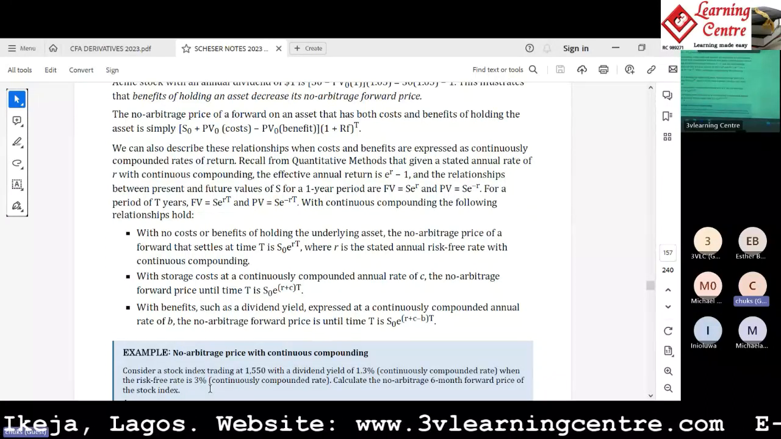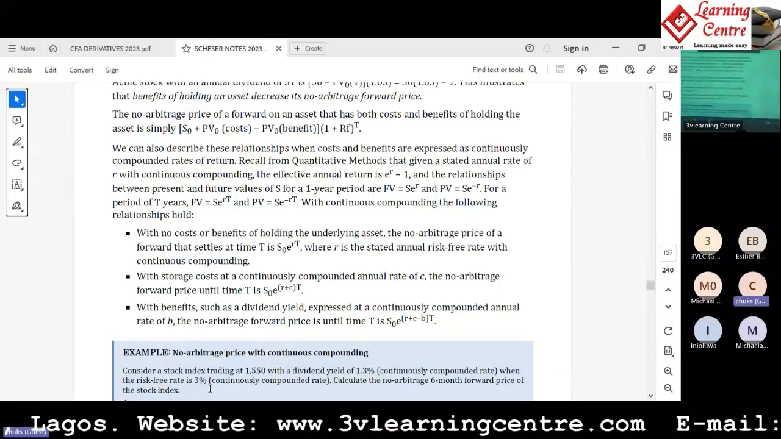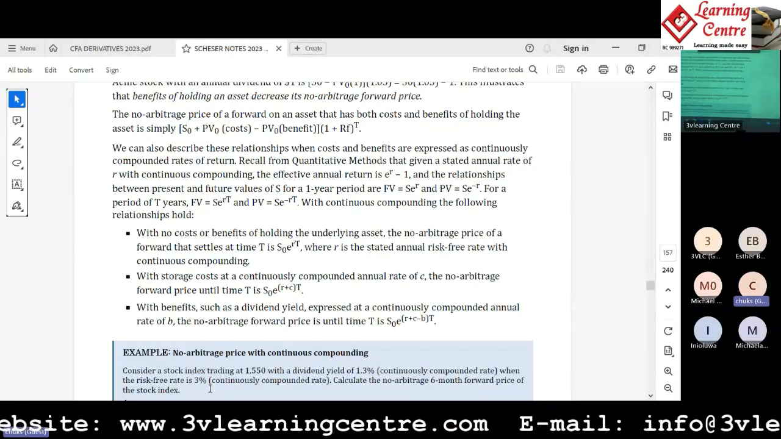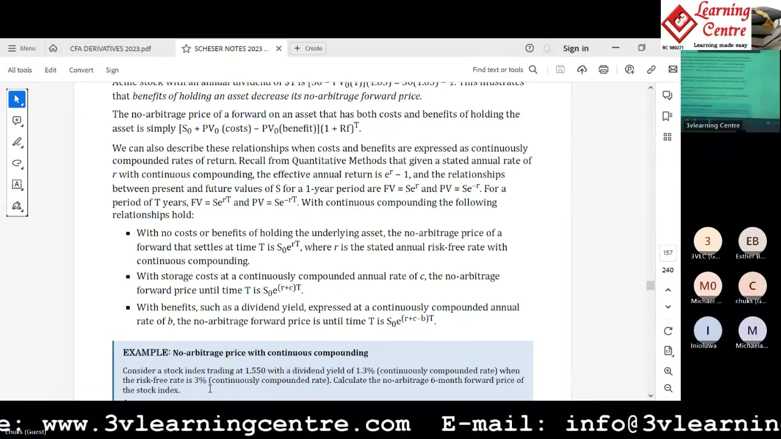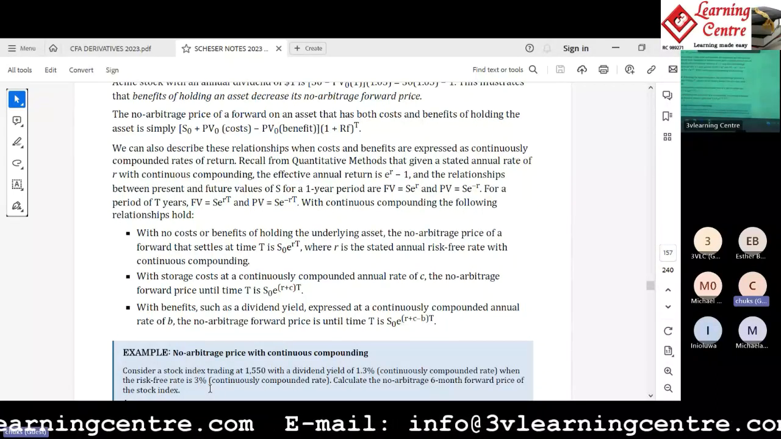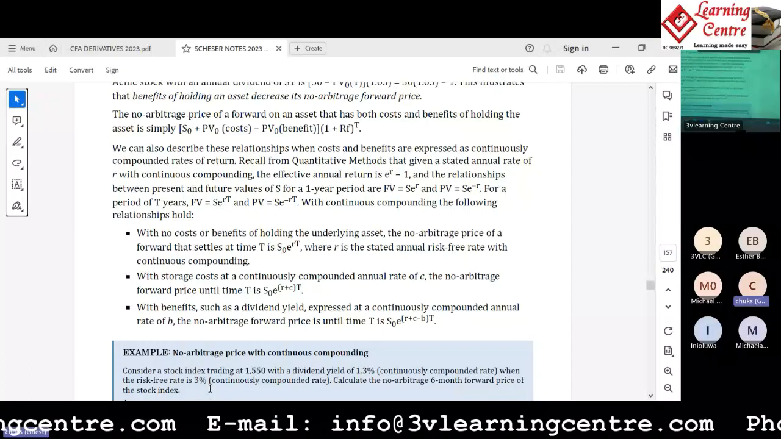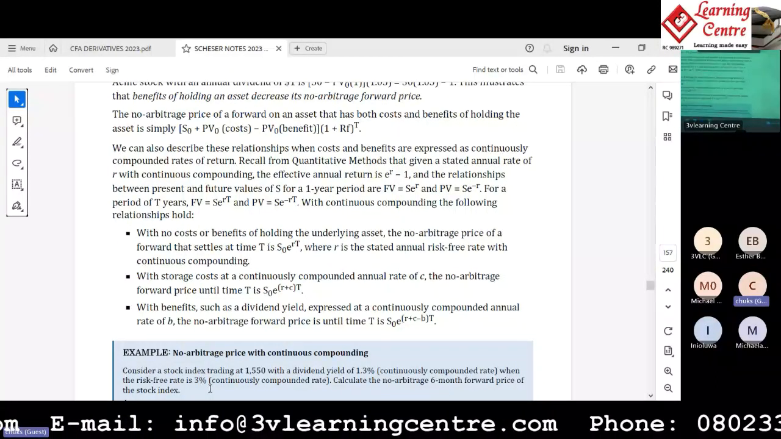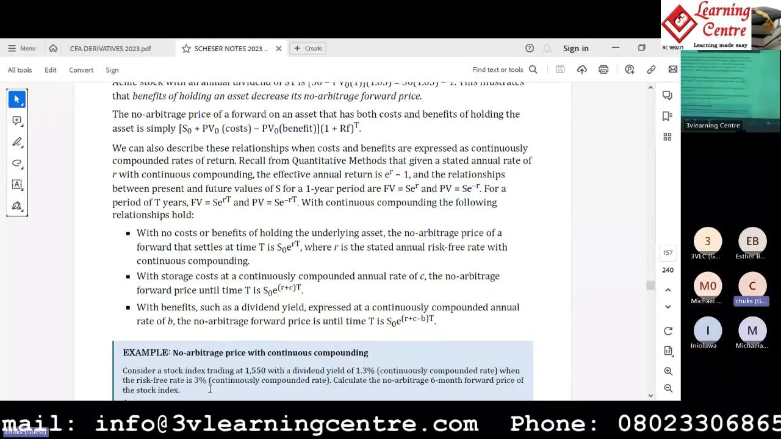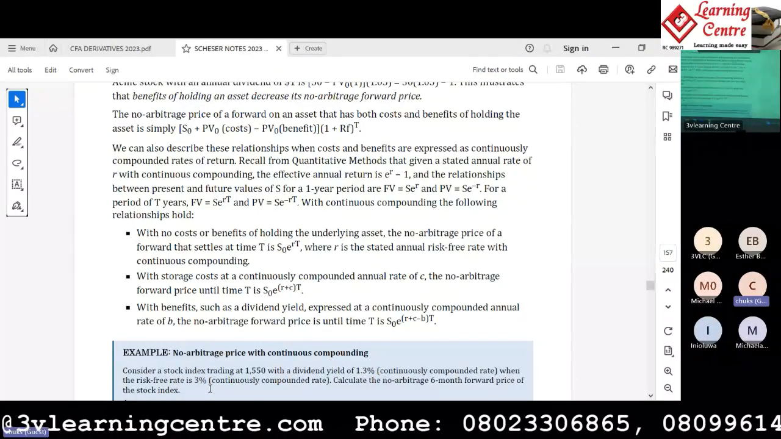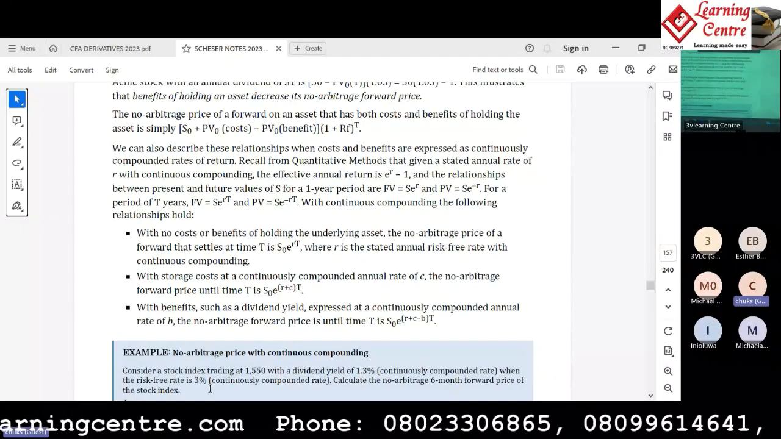So the first thing I want us to do now is calculate it without this dividend yield. Let's assume there is no benefit, there is no cost. We want to calculate what the forward price will be. Remember, we want the forward price we'll calculate now. We want a no arbitrage forward price. So we've been given a stock value at 1550, and we are saying that if we invest it at 3% for 6 months, we will get X. So what would that X be?